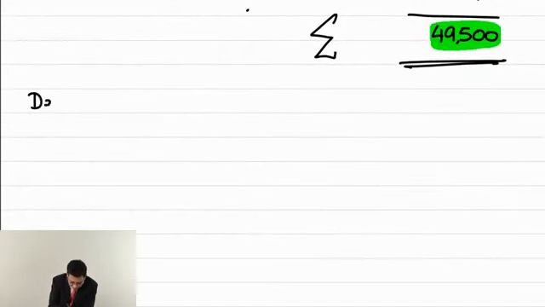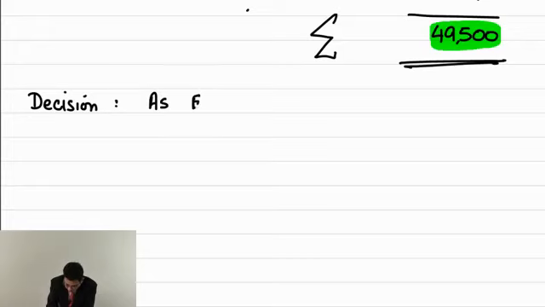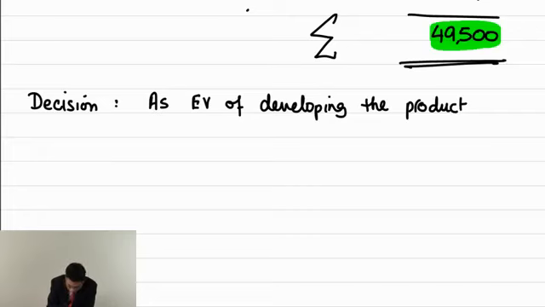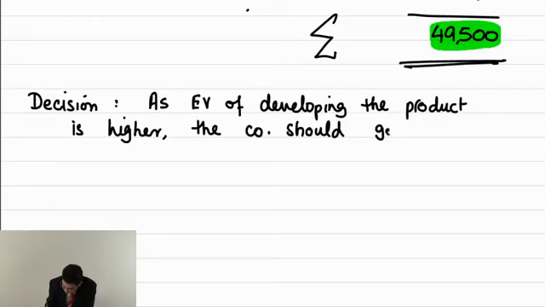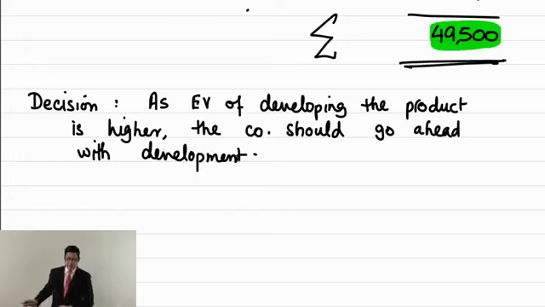So here is the decision, one line decision. We can tell the examiner: as the expected value of developing the product is higher than that of non-development, the company Seven Trees Limited should go ahead with the development.